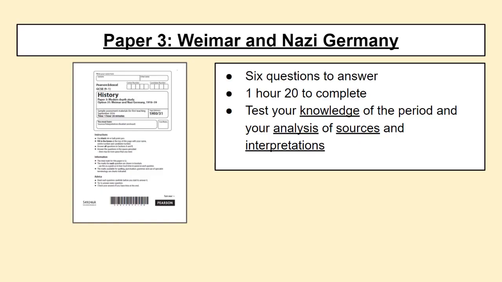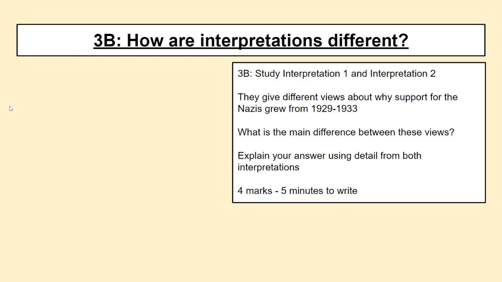Hello, in this video we're looking at how to answer question 3b and 3c on your paper 3 Weimar and Nazi Germany exam. So, what will 3b look like? It will look like this. You will have to study interpretation 1 and interpretation 2.